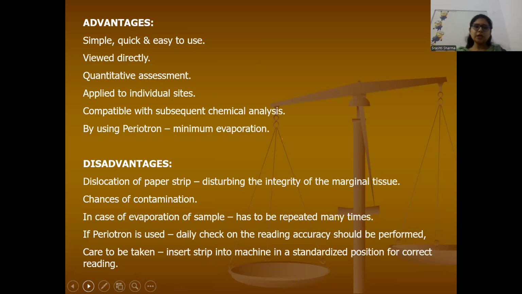Disadvantages: dislocation of paper strip, disturbing the integrity of the marginal tissue, chances of contamination. In case of evaporation of sample, it has to be repeated many times. If Periotron is used, daily check on the reading accuracy should be performed. Care to be taken: insert strip into machine in a standardized position for correct reading.